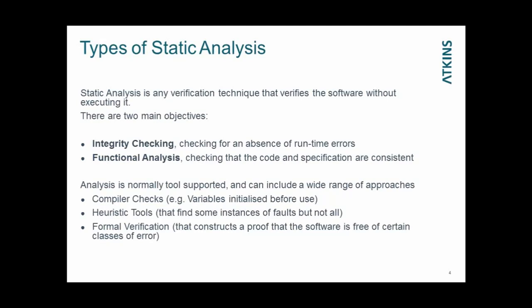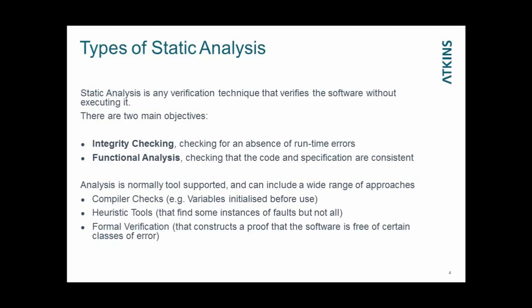So these are things which could throw exceptions in your software. The types of error that you're looking for are known in advance. They're things like uninitialized variables, divide by zero errors, and all of those are called integrity checking. The second type of static analysis is what I call functional analysis, and this is making sure that the code and the specification are consistent. So it's not just will my software crash, but will it actually do what the requirement asks it to do, and that's functional analysis. We come on a little bit later to what that actually means when you're doing static analysis.